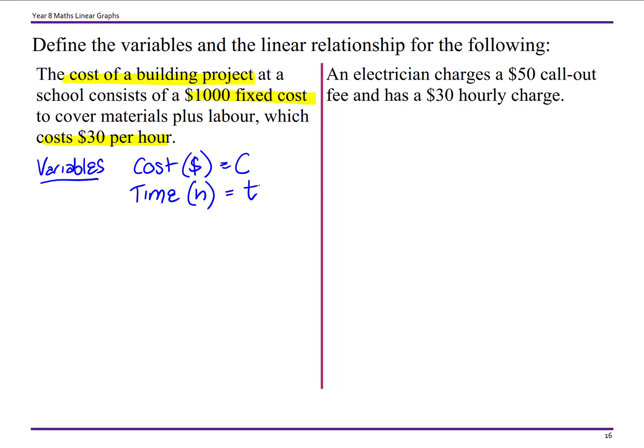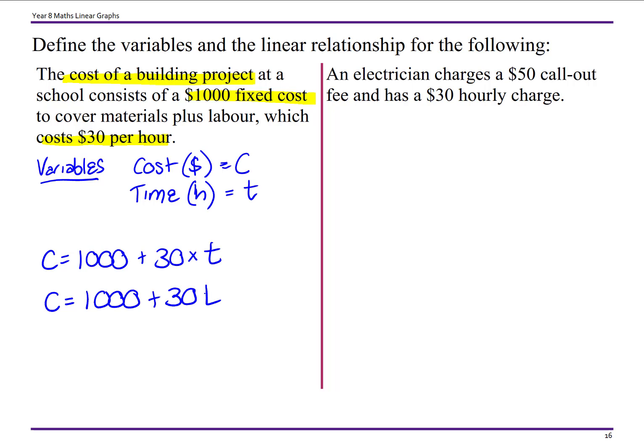Now if we think about the last thing we did, we talked in our last video, our equation was our fixed amount. What is it initially? No matter what, our cost is going to be $1,000 because it's a fixed cost. And then for every hour, it's going to cost us another $30. So that's going to be 30 times however many hours we've got. So our formula is 1,000 plus 30T.